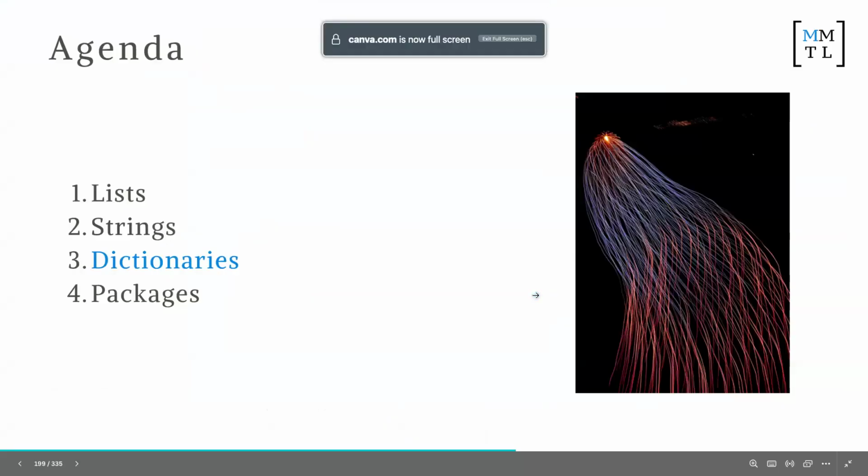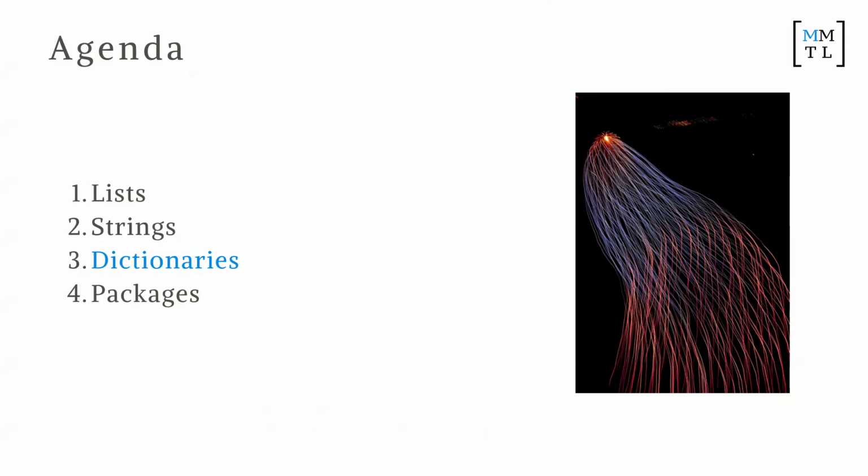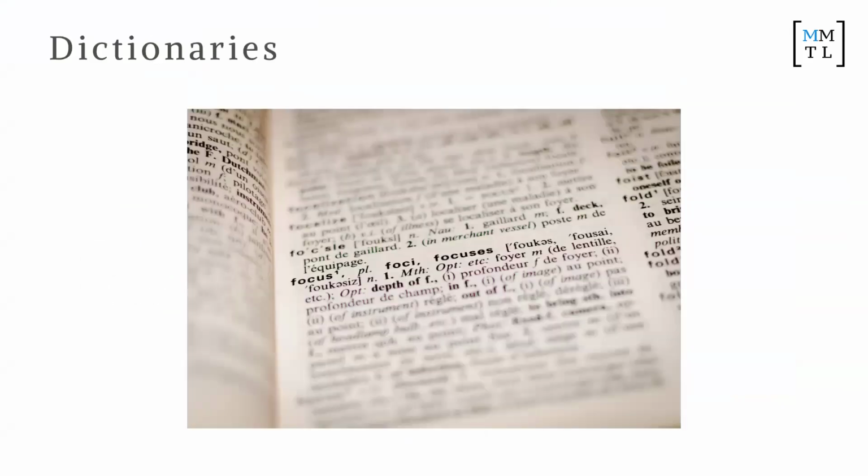All right, so let's go through the final key structure we're going to go through today, which is dictionaries. So dictionaries work very similarly to real life dictionaries, where you have a certain key, so we call it a key, and then you have a value, which is the actual entry. So for example, in a real dictionary, the key would be the word you're looking for, and then the value would be the definition that comes after it. Okay, so it attaches a value to a key.